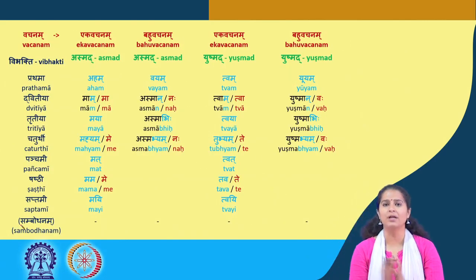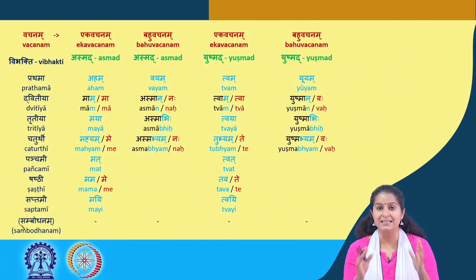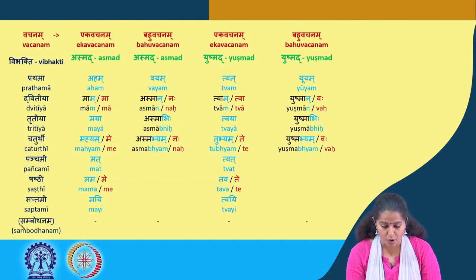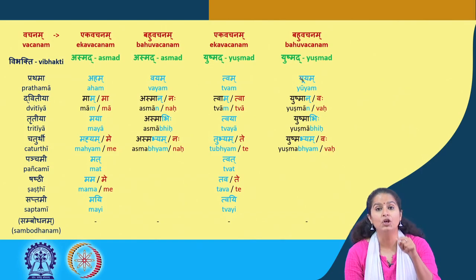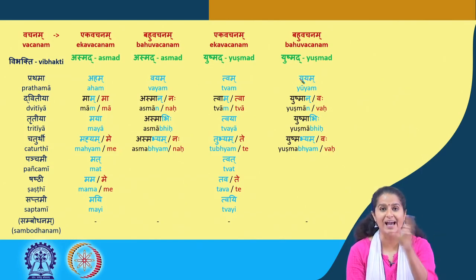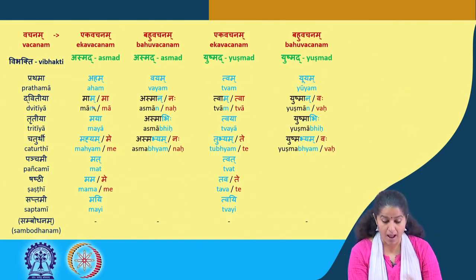Now I've just put that in a chart for you. In this lesson we are only going to look at that many forms, and in the following lesson we'll look at a few more. So here we have the forms. You see, aham becomes vayam, tvam becomes yuyam, so the we and the you that you can hear there.